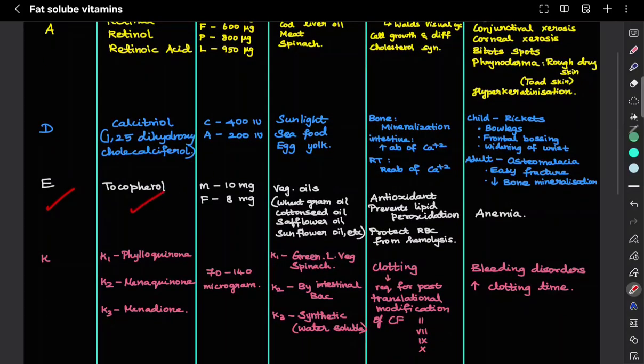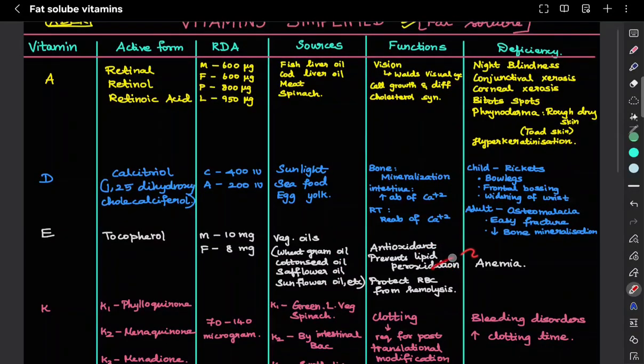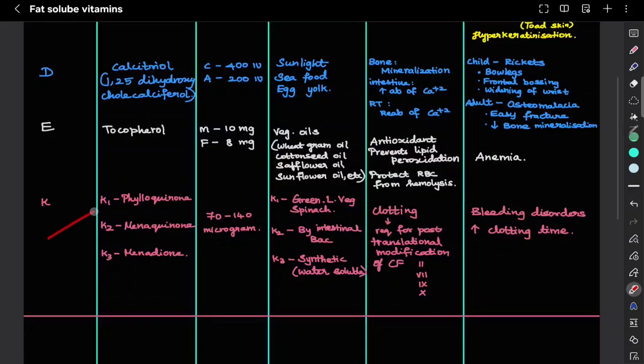And vitamin E active form is tocopherol. In male 10, female 8. So the sources are vegetable oils, wheat germ oil, cottonseed oil, safflower oil, sunflower oil, all types of vegetable oils you can include in vitamin E, and it acts as antioxidant and prevents lipid peroxidation and protects the RBCs from hemolysis. So since it protects RBC as its function, then the deficiency will cause something related to RBC, that is anemia.